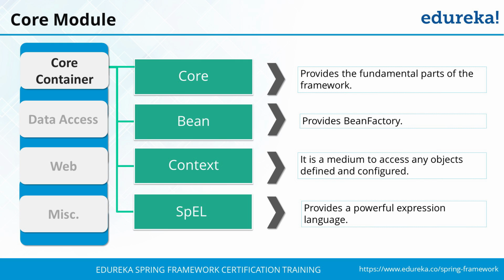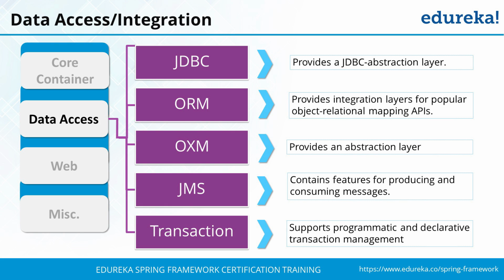Then we got Spring expression language. So Spring expression language is one of the powerful expression languages through which we can do a lot of stuff over here. Then we got data access. So guys, data access deals with the backend part, the database part. We got JDBC. So we got a JDBC abstraction layer which we can use. Then we got ORM. So ORM here, Spring framework will give us an integration layer so that you can have object relational mapping APIs. Then OXM is also there for any abstraction layer.